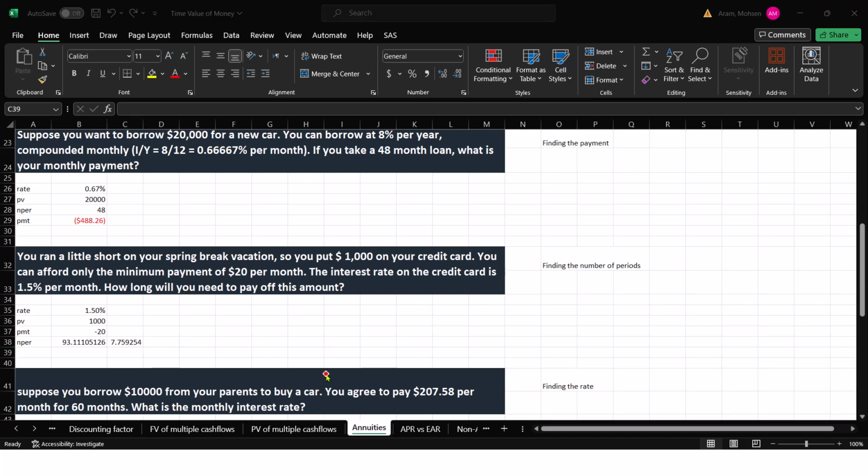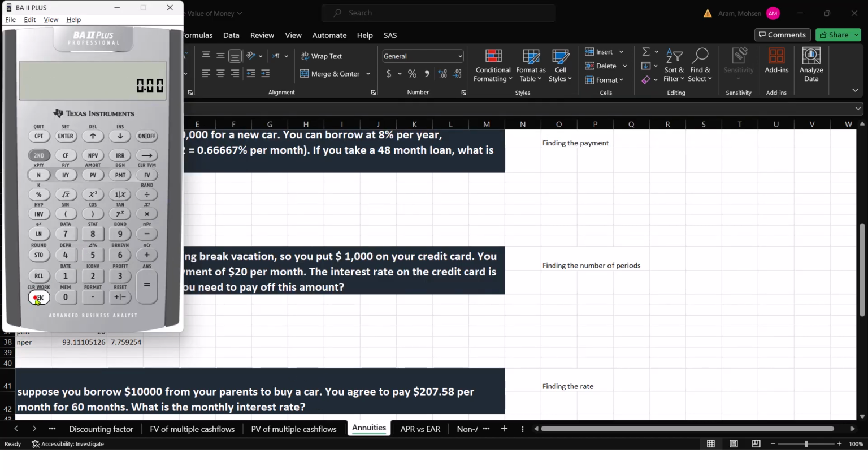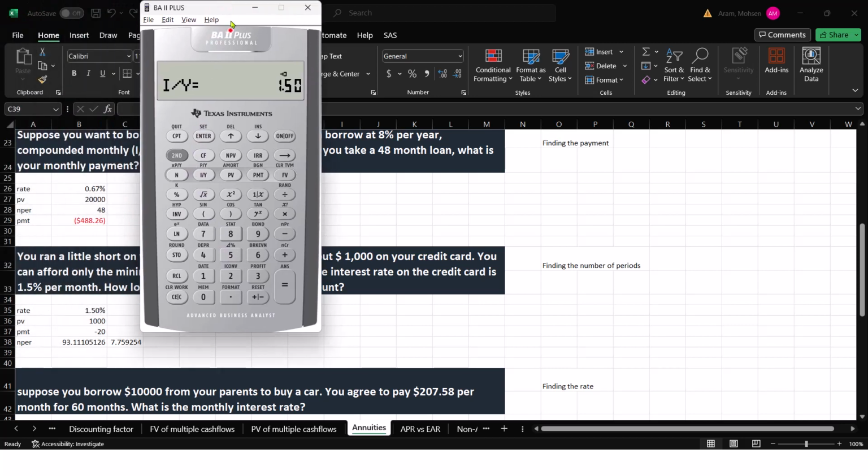So if you want to do the same problem in the financial calculator, it will look like this. $1,000 is the present value. 1.5 is the rate, and you're going to make $20 payments. You want to calculate how long. So again, it doesn't make sense, so I'm going to change this to a negative number to have a positive period.